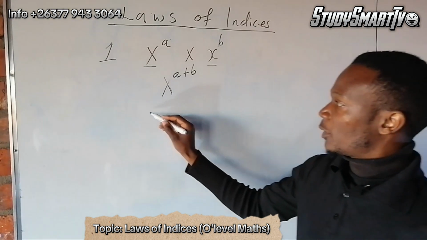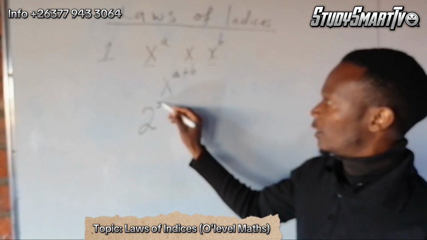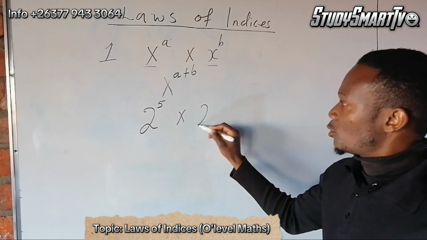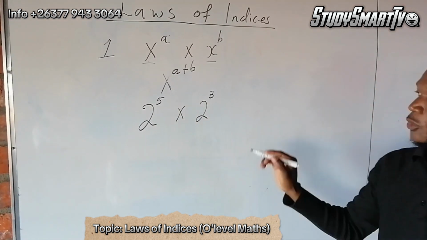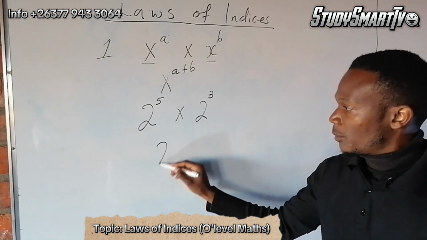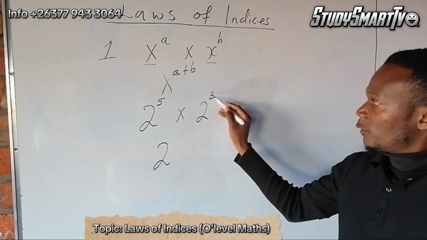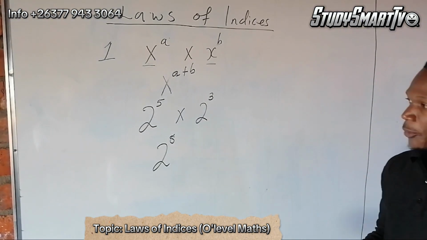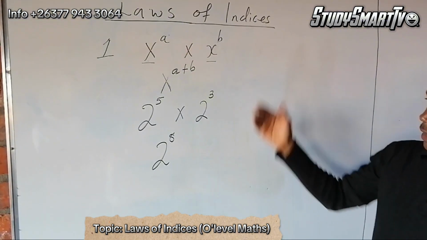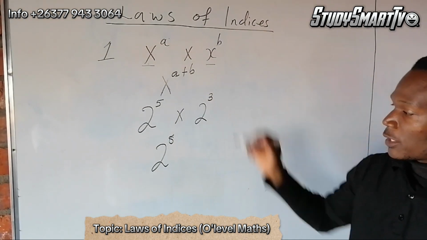For example, when we have 2 to the power 5 times 2 to the power 3, as you can see, the bases are the same. So our answer here will be simply 2 to the power 5 plus 3, which gives us what? 8. So that's how we can simplify these indices using this first law.